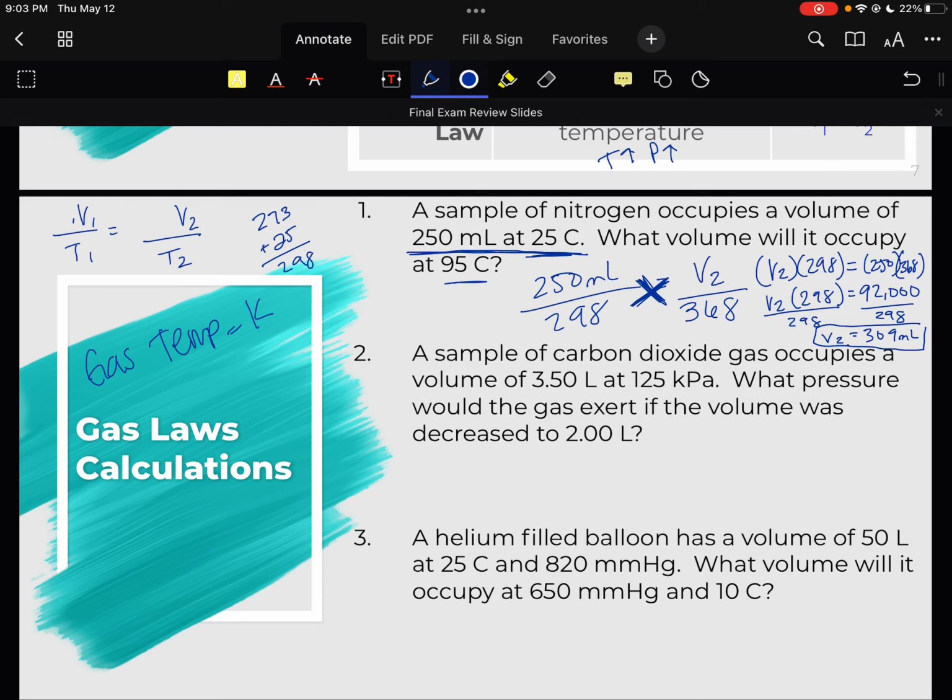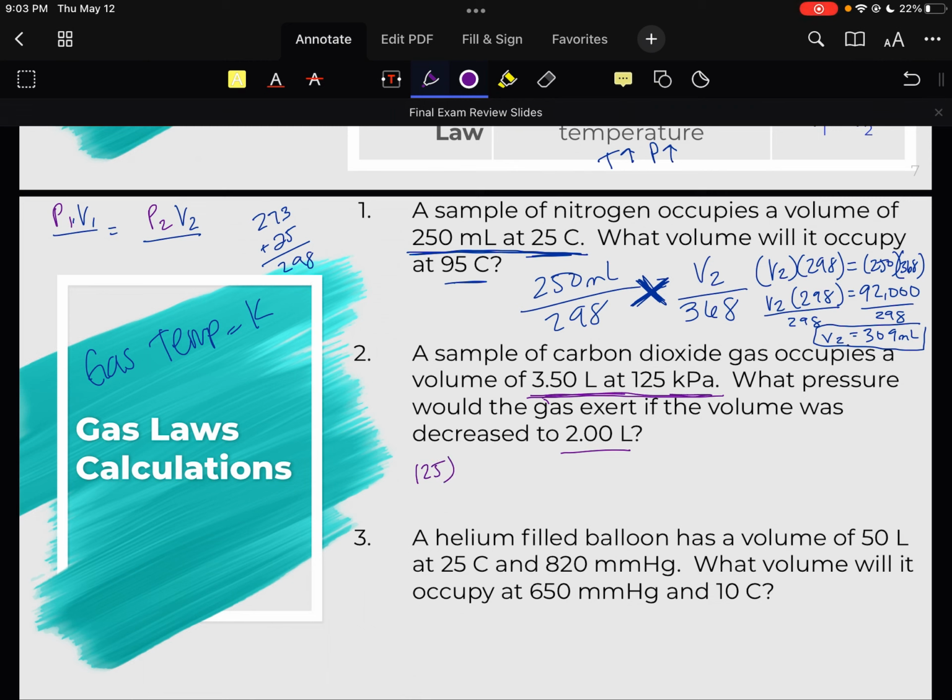So if I look at question number 2, it says a sample of carbon dioxide occupies a volume of 350 liters at 125 kPa. And then it asks what pressure if the volume is 2. So in this case, we do have pressure, but there is no temperature in my problem. So I can just ignore the temperature in the formula. So now I can just plug in my P1 and V1. So that's this first thing that's given to me.